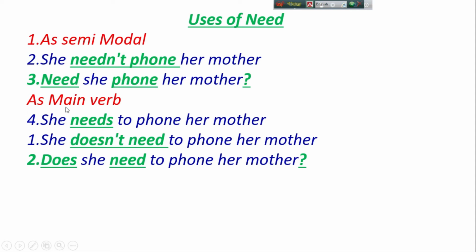Need as a main verb. For example, she needs to phone her mother. Here, she is the third person singular number and the main verb here is needs. She doesn't need to phone her mother. Here, need is the main verb and doesn't helps it to make it negative. Does she need to phone her mother? Here, need is the main verb and does here is the auxiliary verb that helps it to make the question sentence.